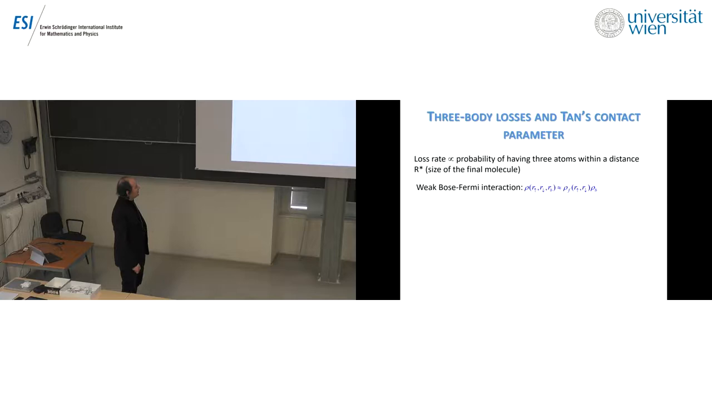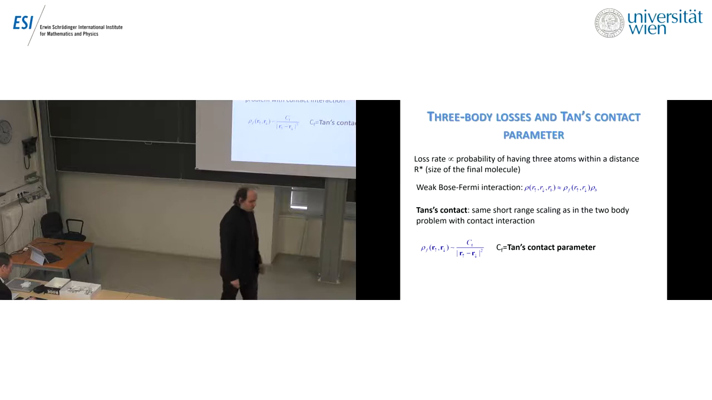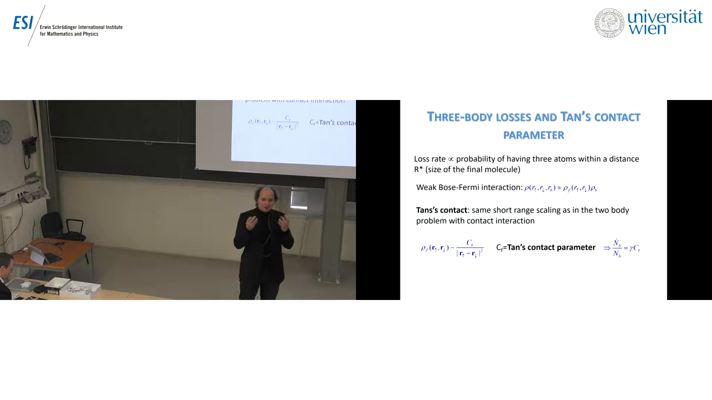What he showed was that when you have zero-range or very short-range interaction, this correlation function scales like a constant, which is called Tan's contact parameter, divided by the relative distance squared of the particles. So you see that there is some clustering of the two particles, because this correlation function diverges when the distance between them is very small. We can plug that into this expression and integrate over the volume of the molecule that we want to form. And you see, very simply, that the loss rate should be proportional to this contact. Now we need to know the value of the contact. How can we characterize the short-range correlations of this strongly correlated Fermi gas?